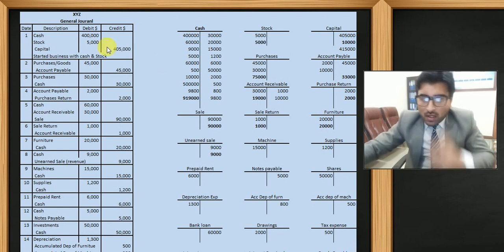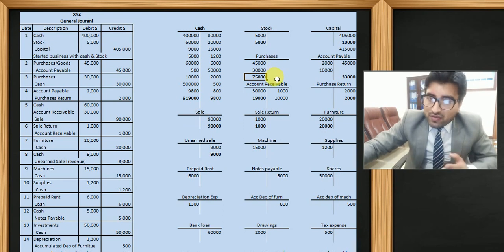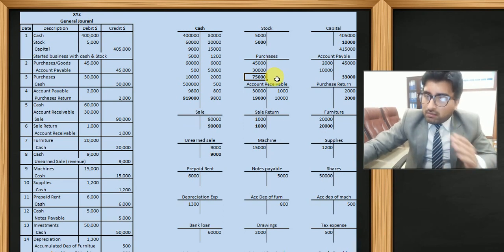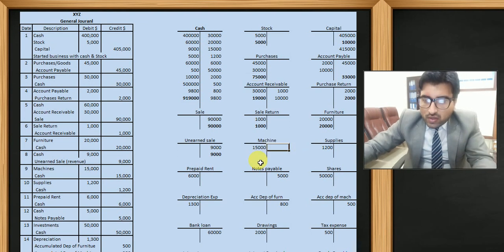So as you can see in the purchases, we do not have any credit value, so if you add all these values, we have 75,000. Why? There is no credit value to subtract from, so we simply add it. Okay.